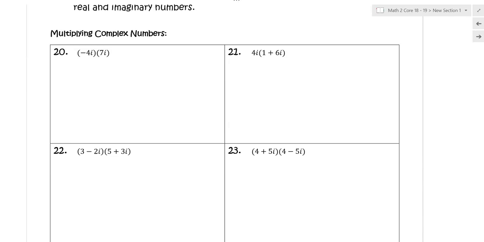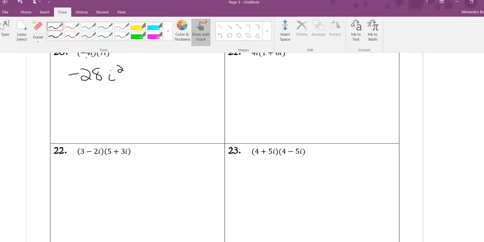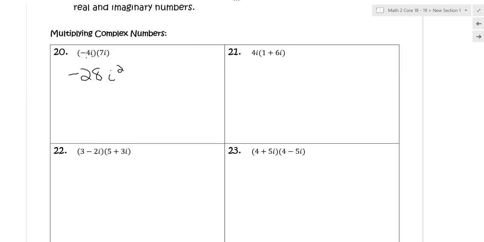We have negative 4i times 7i. Okay, so we start with our coefficients when we just have two monomials being multiplied. Negative 4 times 7 is negative 28. Then we have i times i, which is i squared. The biggest thing to remember: i squared equals negative 1.